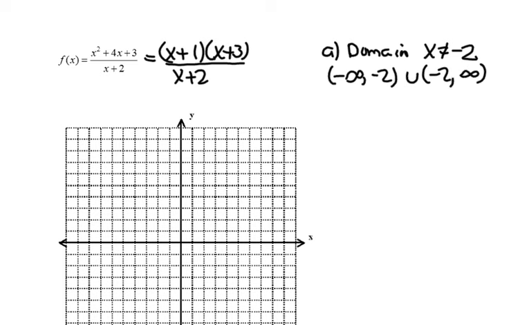Now, if you have a difficult time seeing that, just draw a number line, put an open circle at -2, and shade the two regions. Easy to see. Okay, intercepts.